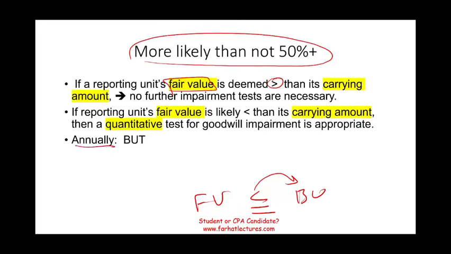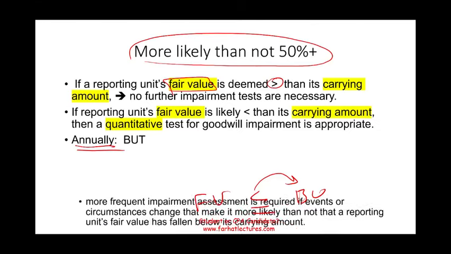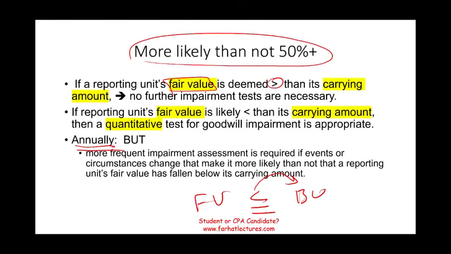Now, again, we do this annually, but remember, we don't have to wait for the annual test. For example, when COVID hit in March of 2020, if you purchased some businesses recently, you have to test them for any goodwill impairment, because businesses are going down. So you don't have to wait yearly. More frequent impairment assessment is required if events or circumstances change that make it more likely than not that the reporting unit's fair value is now below the carrying value. So it doesn't have to be annually, but at least annually. If something happens before then, you will do it.